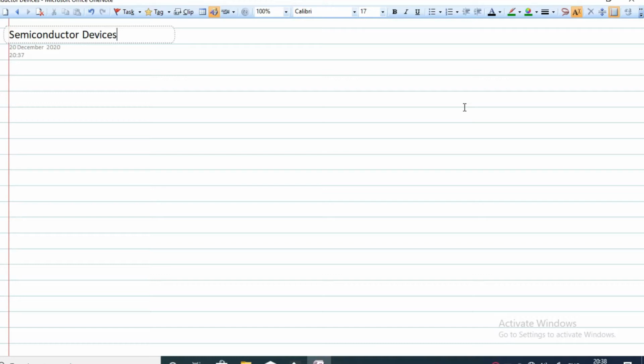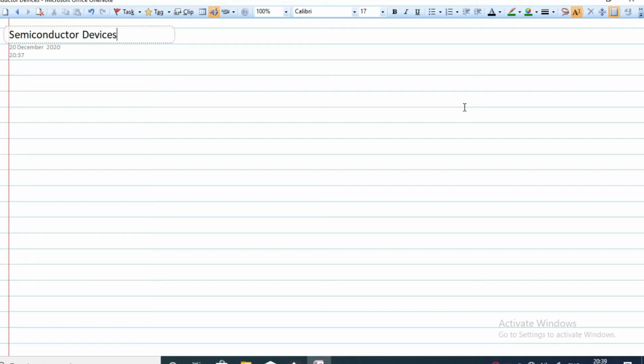So this chapter is very important for the students who study physics in class 12th, as well as for the students of first year of electrical engineering and electronics engineering. So what is the purpose of studying semiconductor devices? In modern technology nowadays, the use of nano chips and microchips which use semiconductor devices is frequent. So it's very necessary to study semiconductor devices in detail.